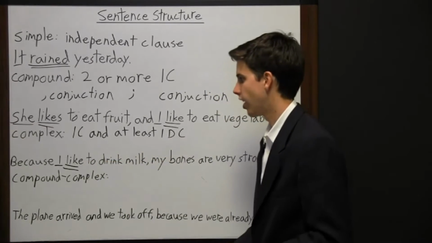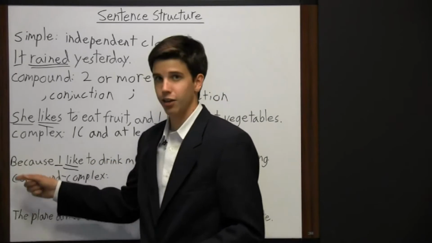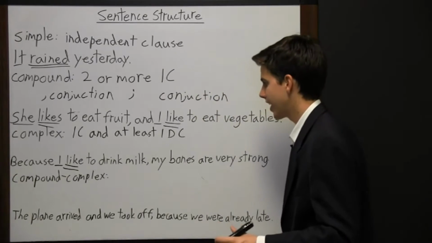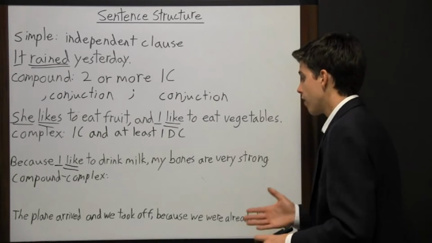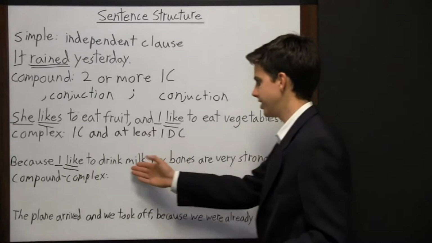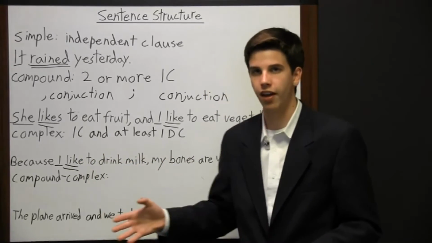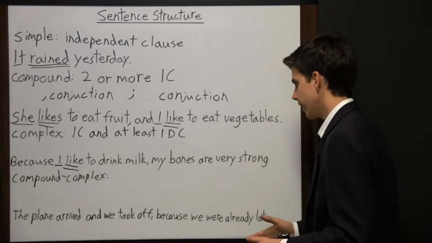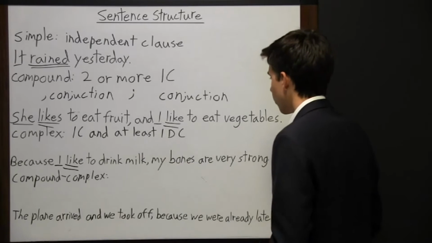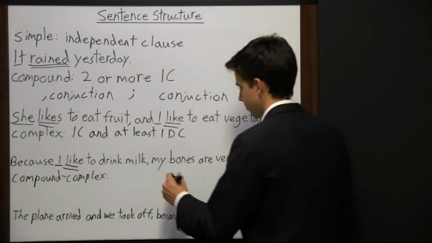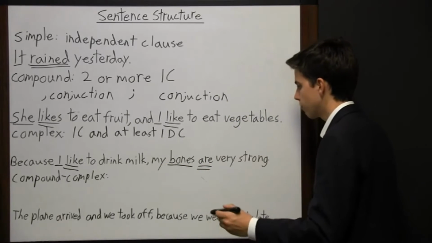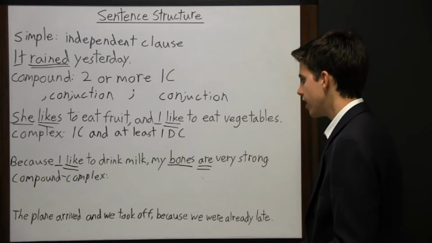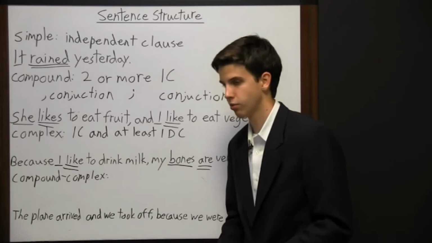This is a dependent clause because of this word right here, because. If you were to say, because I like to drink milk, that wouldn't be a complete sentence. You need something else to it to finish it out. So that's why we call this a dependent clause, because it's dependent on another clause to be complete. Now here, on the other side of this comma, we have an independent clause. Here we have a subject, bones, and a verb, are. So my bones are very strong, can stand alone. So it's joined together with this dependent clause with a comma.